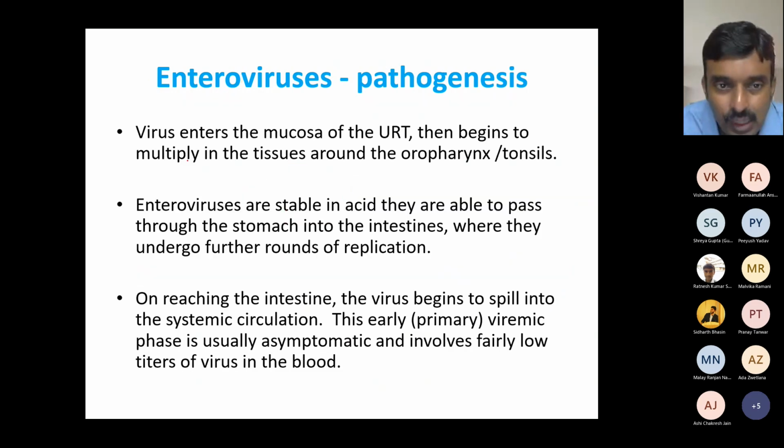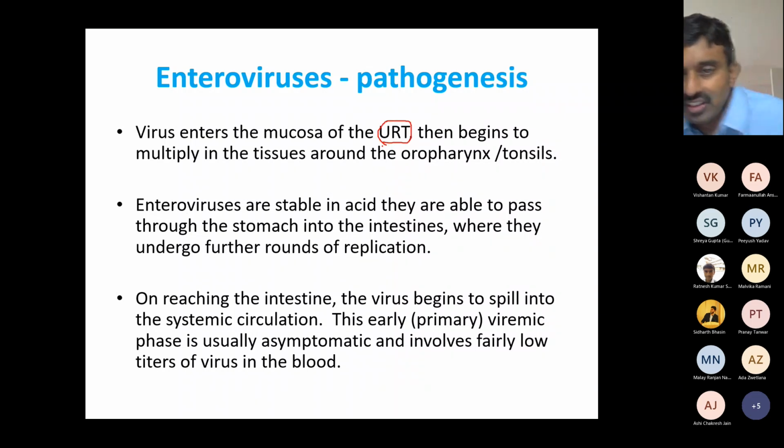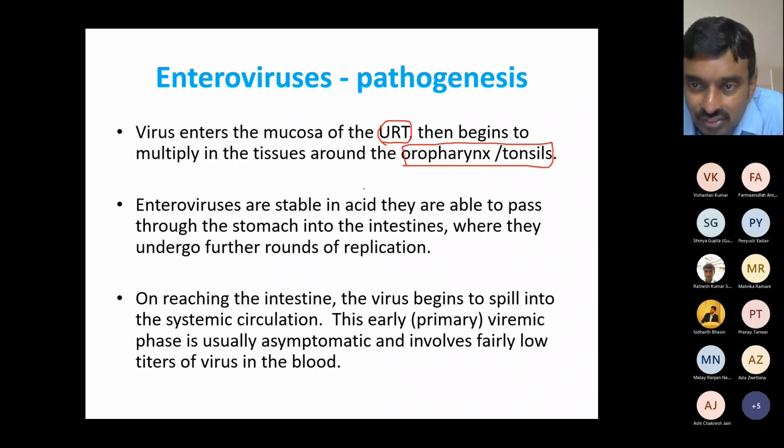Now, what happens when the virus enters the body? It enters the mouth, and then it goes to the URT, which stands for upper respiratory tract. So it replicates a little bit in the oropharynx and tonsils. Now, how many of you know what the pharynx is? Where is the pharynx? In the neck region.